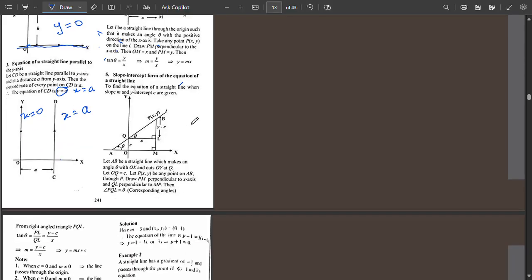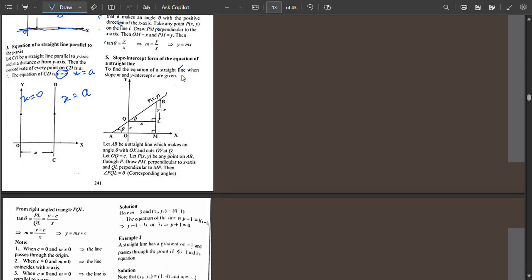The next one, slope-intercept form of the equation of a straight line. To find the equation of a line when slope m and y-intercept c are given.